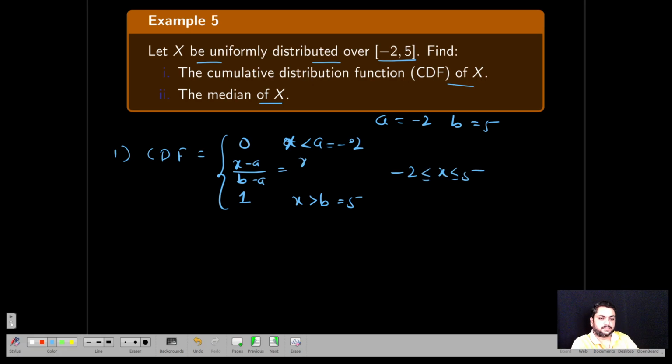So what is this? X minus a, where a is minus 2, so minus minus is plus 2, divided by b minus a, which is 5 plus 2, that is 7. This is the CDF.